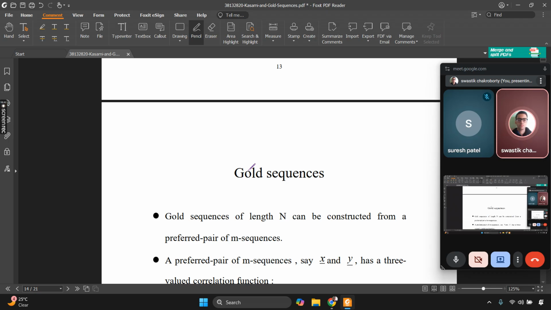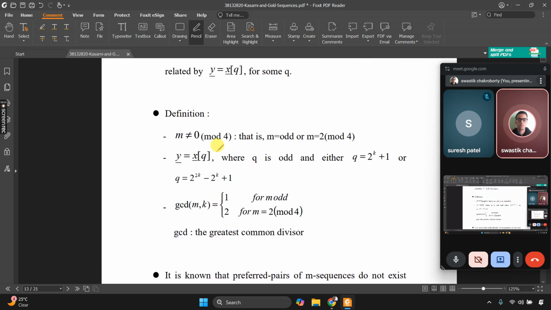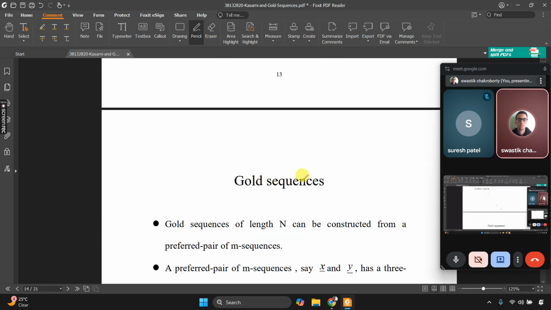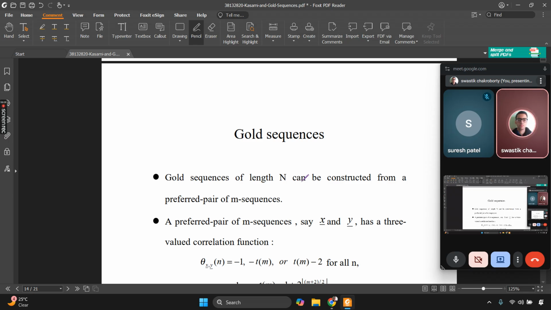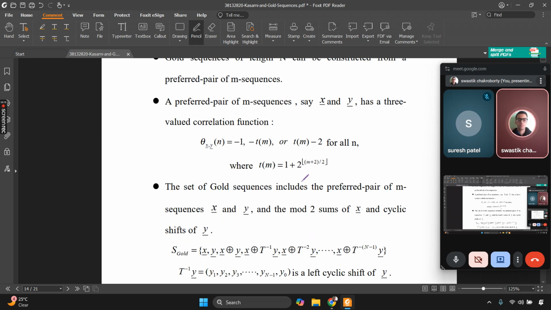Now Gold sequences are basically, Gold here is the name of a scientist, not gold as in literal gold. So Gold sequences can be constructed from a preferred pair. You take two maximal length sequences of the same length and same period and not n mod 4, then you will have a preferred pair. When you take a preferred pair and combine them in some specific fashion, you get a Gold sequence. And what is that specific fashion, that we will come to later.